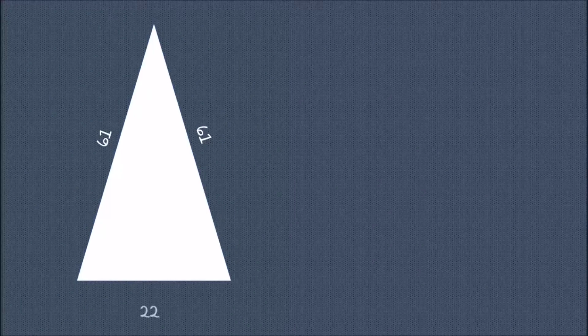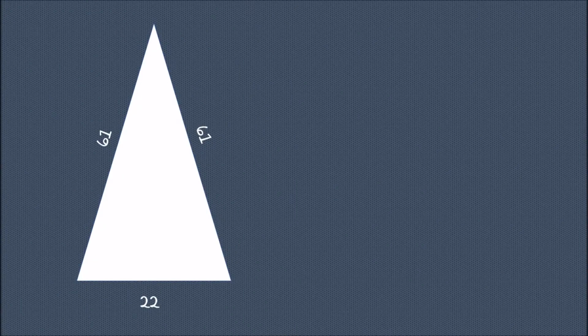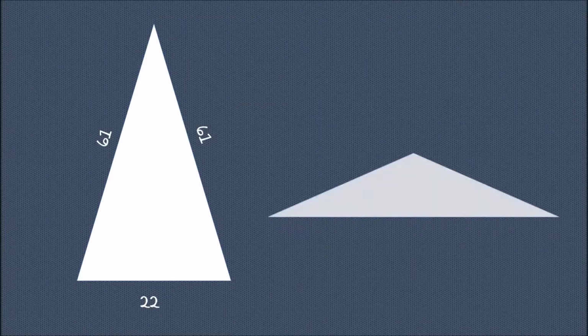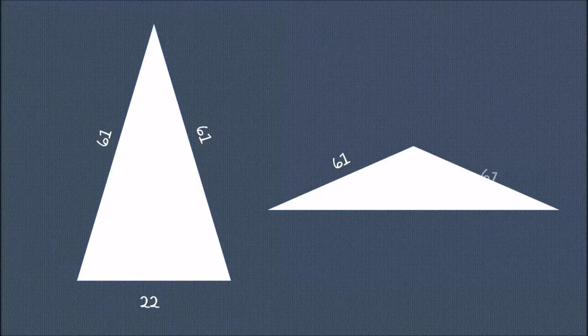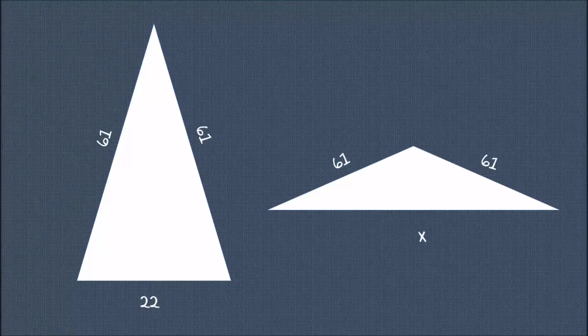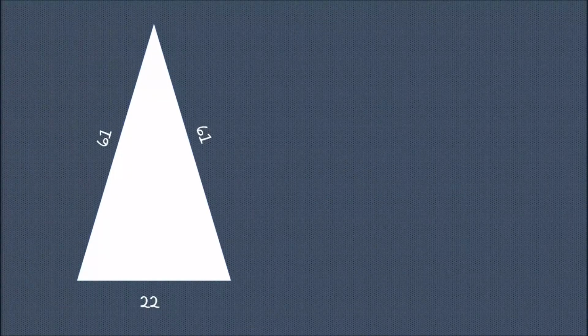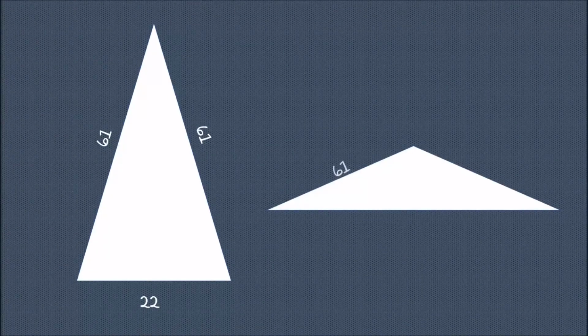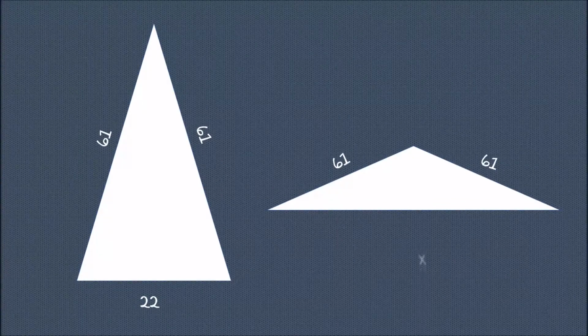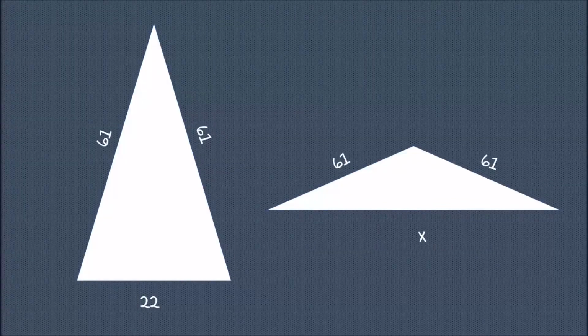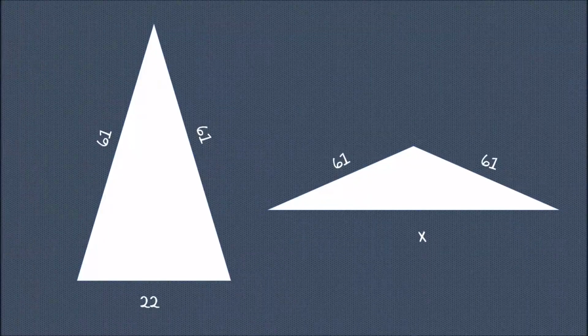So let us draw the triangle. Now this is a triangle and we have the equal sides as 61 and 61, and the third side as 22. Well, there is one triangle. The other triangle must have the sides as 61, 61 and x. I drew the diagram like this because both these figures look quite different, but they can have the same areas, probably. Let's check it out.